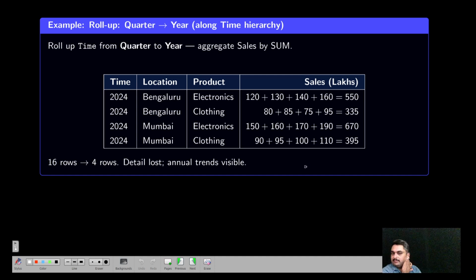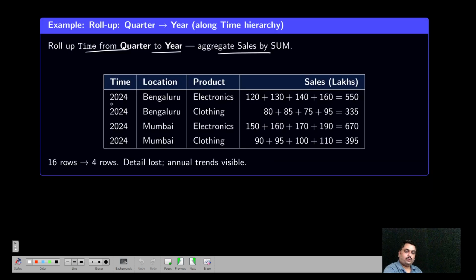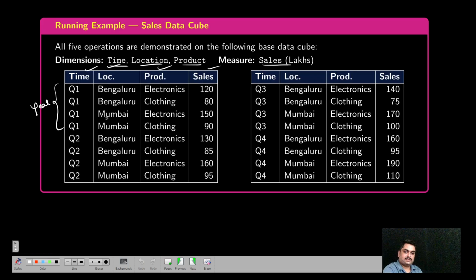Let's see an example. What they are saying is roll up time from quarter to year. So that is aggregating sales by sum. What exactly you are doing is a roll up operation, taking year instead of quarter. So 4 quarters will form a year. Let us say the data is given for year 2024, for location Bangalore and product electronics. There are 2 locations in this example, Bangalore and Mumbai, and 2 products, electronics and clothing.